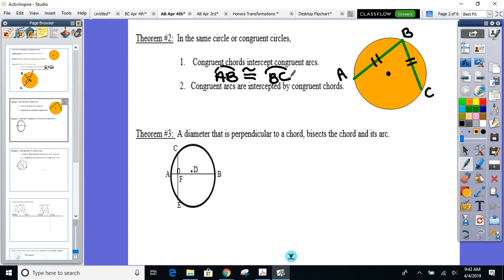Segment. With the segment. Like you're talking. Yep, that's fine. It's a segment, so there's no fancy symbol for chord. Good question. Anything else?